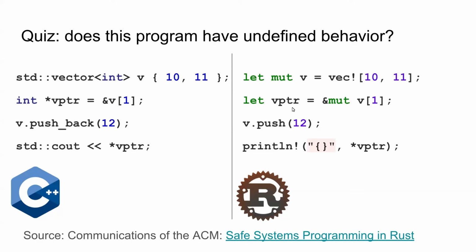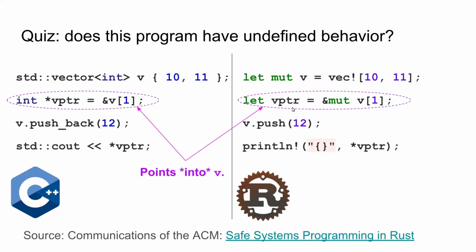Then they take a pointer to the second one, so it's 11. It points to the 11, the second element in there. And then it adds a new element to it. And then it just prints out what was the second element. So what's the problem? Is that a memory issue? Yeah. Isn't it great? It will resize the vector.